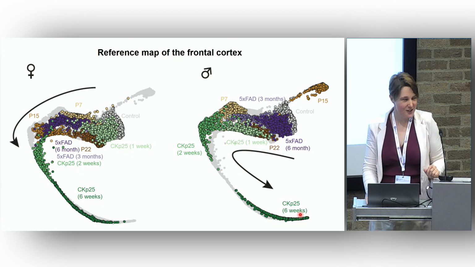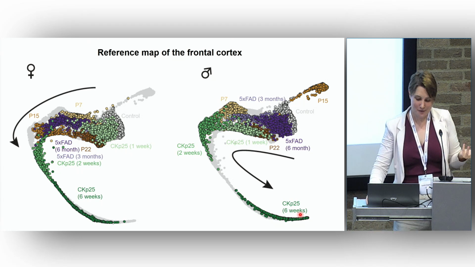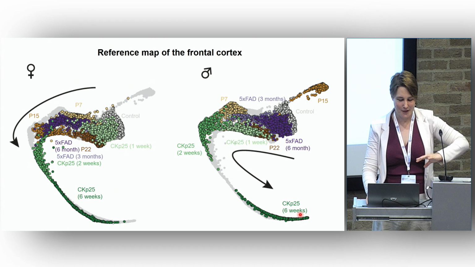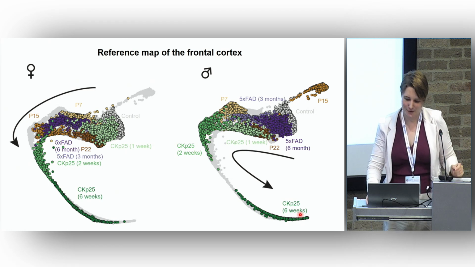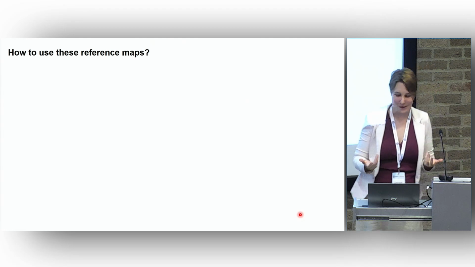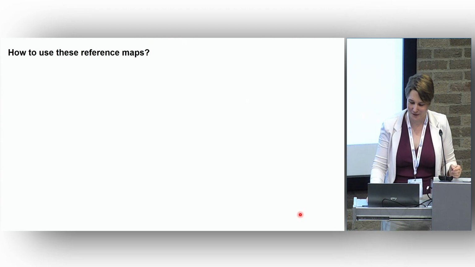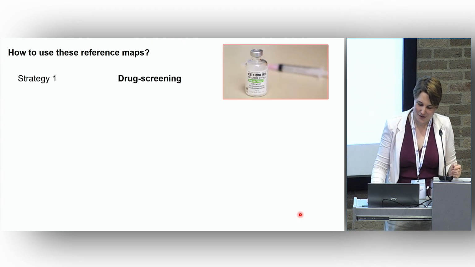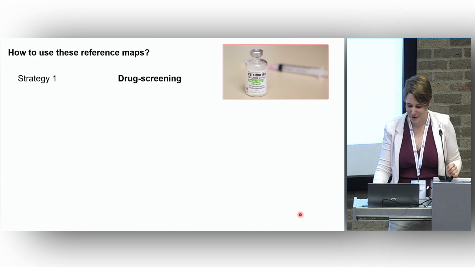So I'm just giving you this one taste of an example of a reference map we have in the publication, also the other maps, so if you're interested, look into this. So how can we now use these reference maps? This is the idea of what we are thinking of. And one strategy is the drug screening approach.